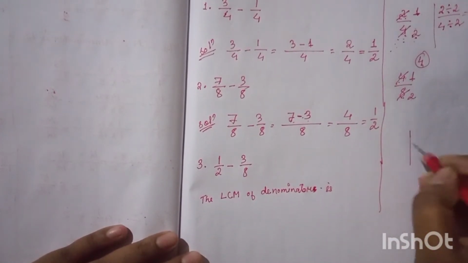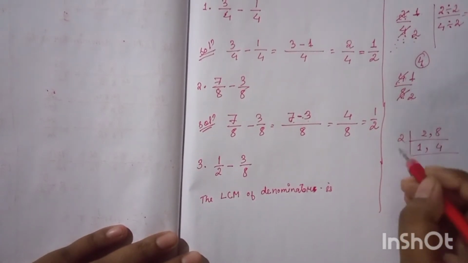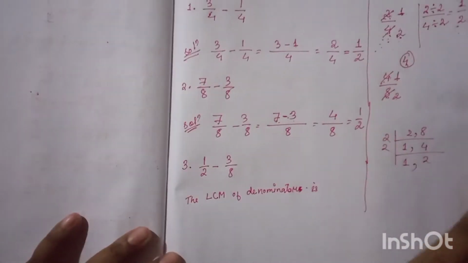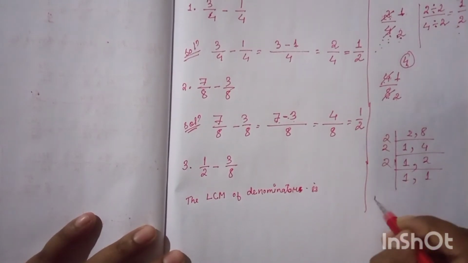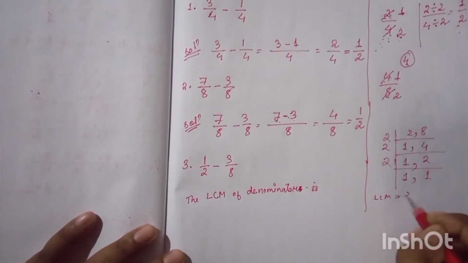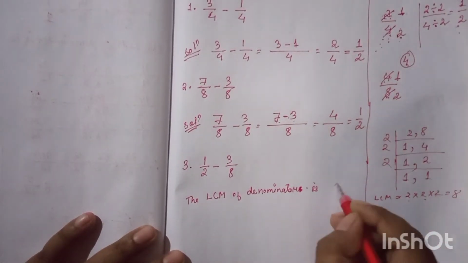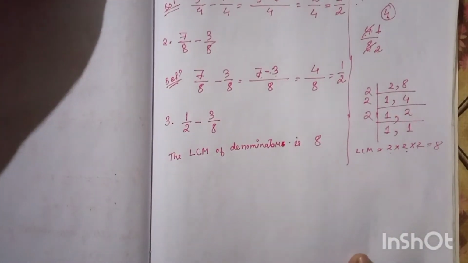Now let us find the LCM of 2 and 8. We know that 2 ones are 2, 2 fours are 8. Again 1 will remain 1, 2 twos are 4. Now last, 2 ones are 2. So LCM is equal to 2 into 2 into 2. 2 twos are 4, 4 twos are 8. So we got our LCM, that is 8.